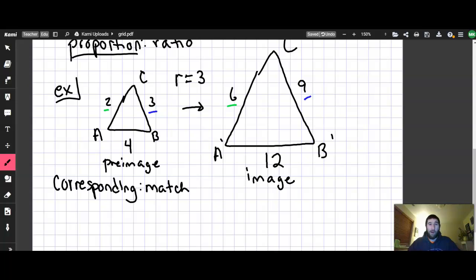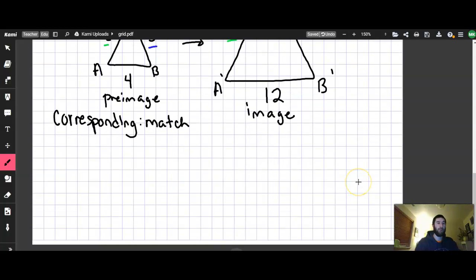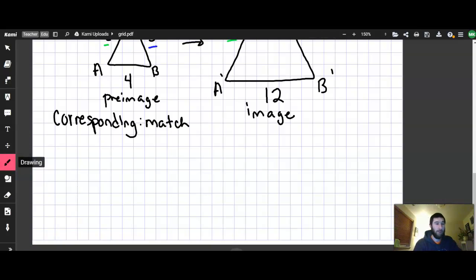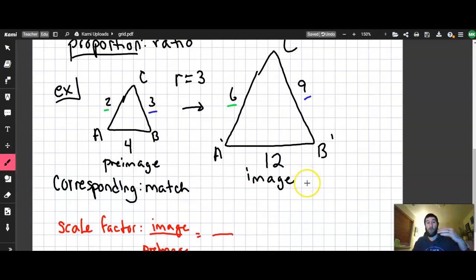We can write our fractions to emphasize what our actual ratios are. Ladies and gentlemen, if you want your scale factor, then you need to have the image over the pre-image. So for your scale factor, it is your image over your pre-image as a fraction. Meaning, in this particular example, using the green sides that I highlighted first, it is 6 over 2.